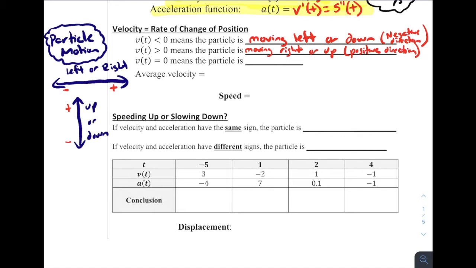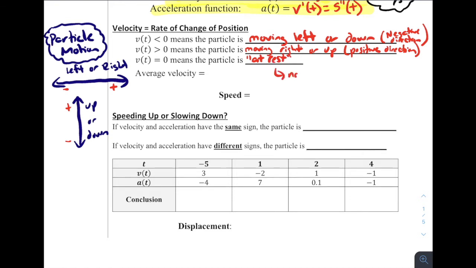And if the velocity is exactly 0, that means it's not moving at all. So it is what we refer to as at rest, which just generally means it is not moving. At rest is one of those physics terms that comes up sometimes. That just means that the velocity is 0, that the object or the particle is not moving.